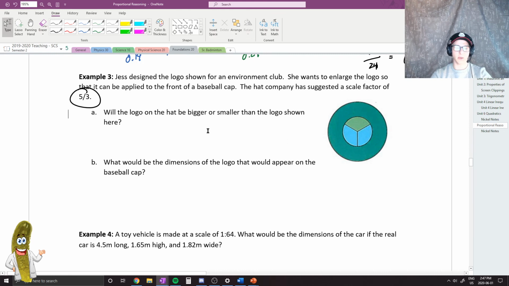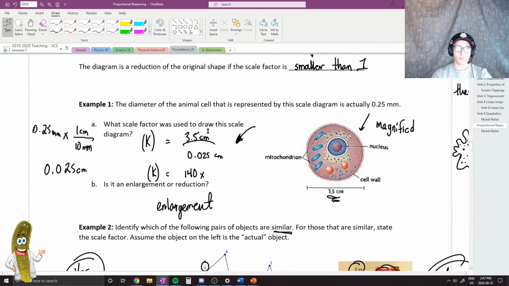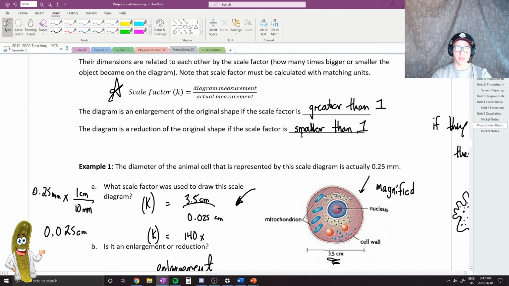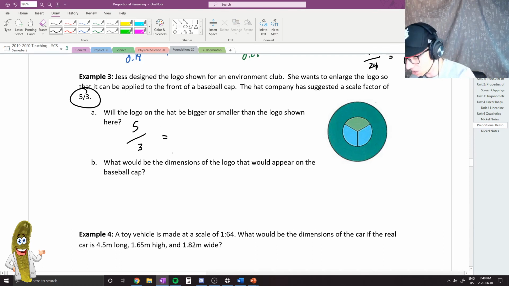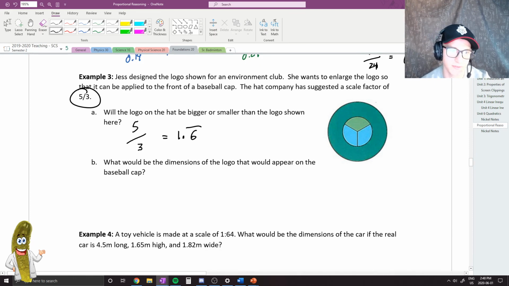And the key sentences that we had said earlier was that if our scale factor was bigger than 1, it's an enlargement. If our scale factor was smaller than 1, we have a reduction. That was these two sentences here. And then if it was equal to 1, that was a congruent, not a similar shape. So what I would do here is very quickly look at 5/3 and say, is that bigger or smaller than 1? And if you do not like fractions, you could convert that to a decimal by going 5 divided by 3. You get 1.6. And so what that means is because this is greater than 1, this will be an enlargement. This will be bigger than the logo shown.